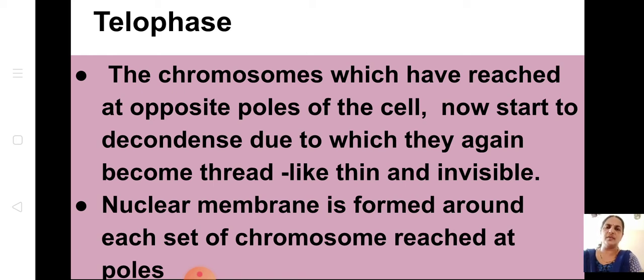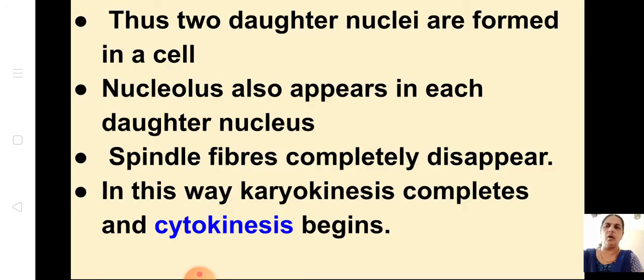So in all these phases, when it comes to telophase, slowly the chromosomes again become thin and long, and thus two daughter nuclei are formed in the cell. The nucleolus also appears in each daughter nucleus, and the spindle fibers completely disappear. In this way, karyokinesis completes and cytokinesis starts. I told you cytokinesis means the cytoplasm divides into two.